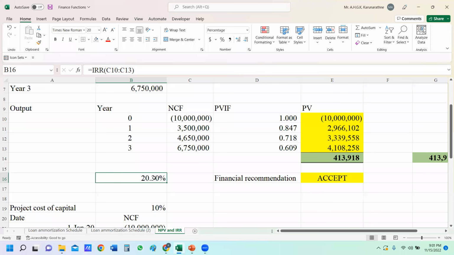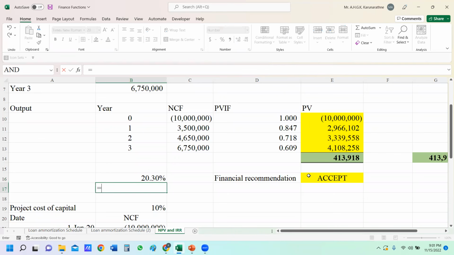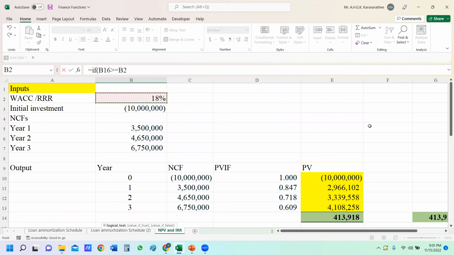yield rate is 20%, so we accept the project. So if we put a decision rule here: if this particular rate of return is greater than or equal to the discount rate or required rate, equal is happy, greater is happier. If this is the case, say accept.